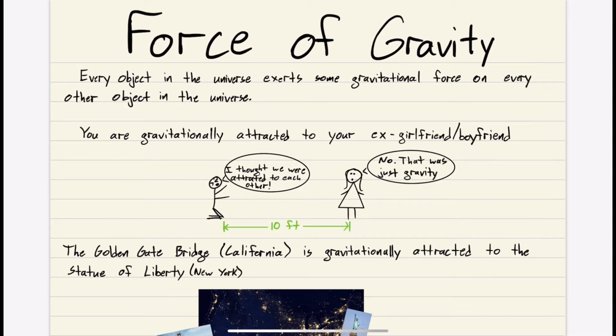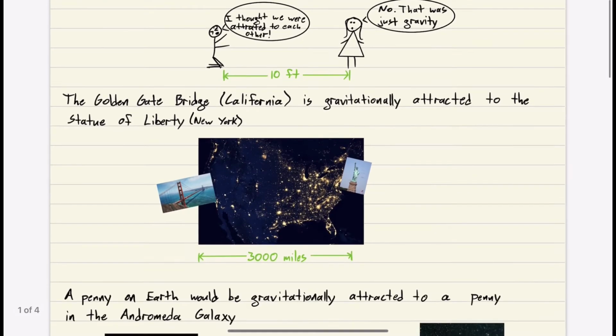For me, everything, everywhere, is interacting with each other on some scale, right? So you are gravitationally attracted to your ex. If you're groveling 10 feet away from your ex, you might not have the same flair that you once had, but you are gravitationally attracted to each other. The Golden Gate Bridge in San Francisco is gravitationally attracted to the Statue of Liberty over in New York. That's about 3,000 miles away.